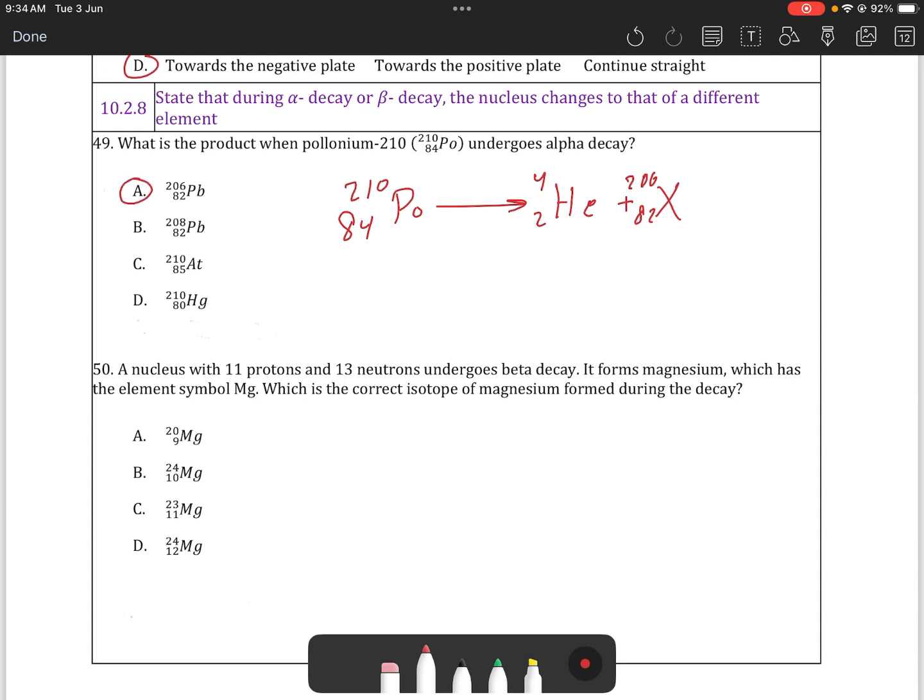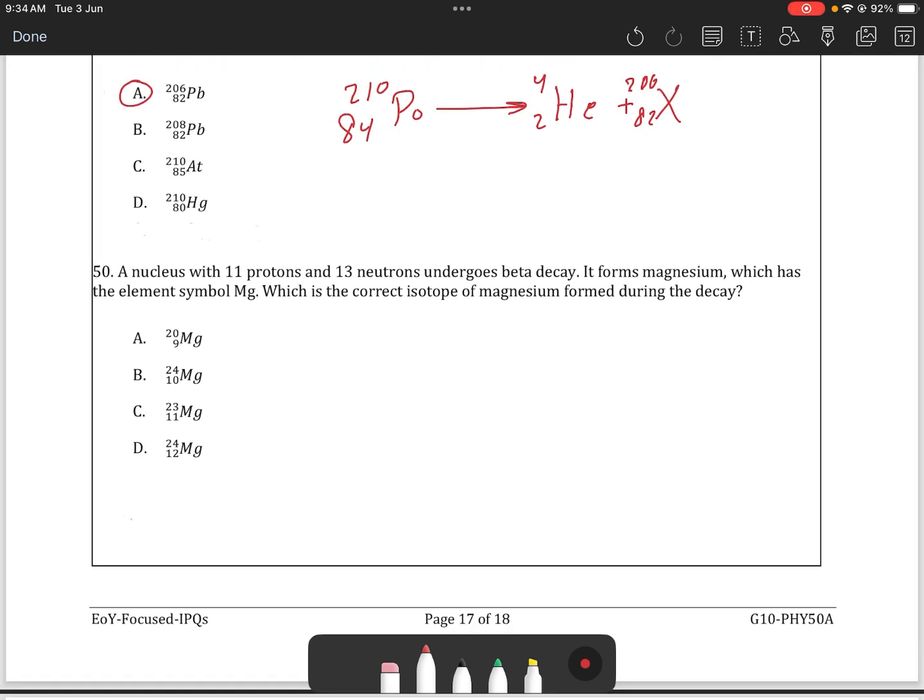Which one of those is giving us the right answer? A, right? Now, same process. We have X 24 11. Now, for beta, be careful. Here, some students get confused. For beta, the electron is not coming from the outer shell of the atom. It's coming from the nucleus of the atom. The nucleus has no electrons, right? It has protons and neutrons.